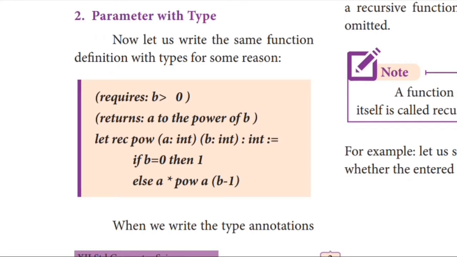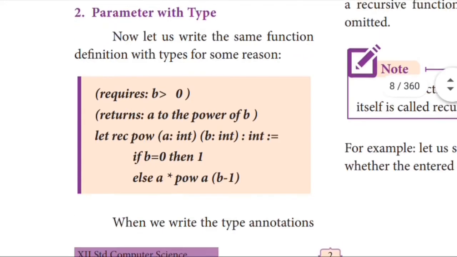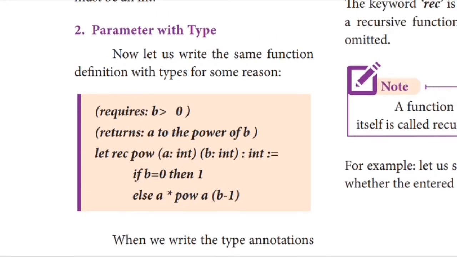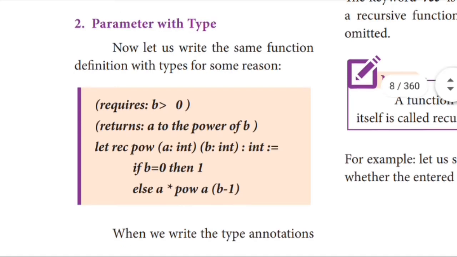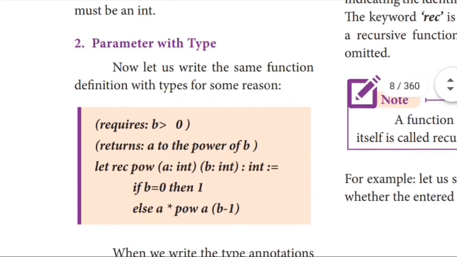There is no need to take the pointed numbers. We need only whole numbers, so we have to mention the variable as an integer. Likewise, we have to mention the type in this order: a colon int, b colon int. Likewise, we have to mention the data type.